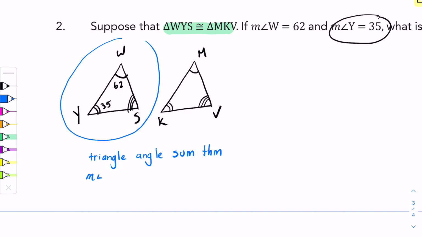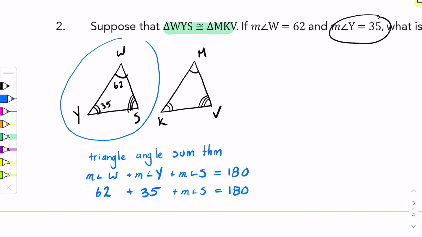So we know that the measure of angle W plus the measure of angle Y plus the measure of angle S is equal to 180 degrees. We also know that W is 62. We know that Y is 35. And we can easily solve for the measure of angle S. 180 minus 62 minus 35 gives us the measure of angle S at 83 degrees. That means this angle here is 83.